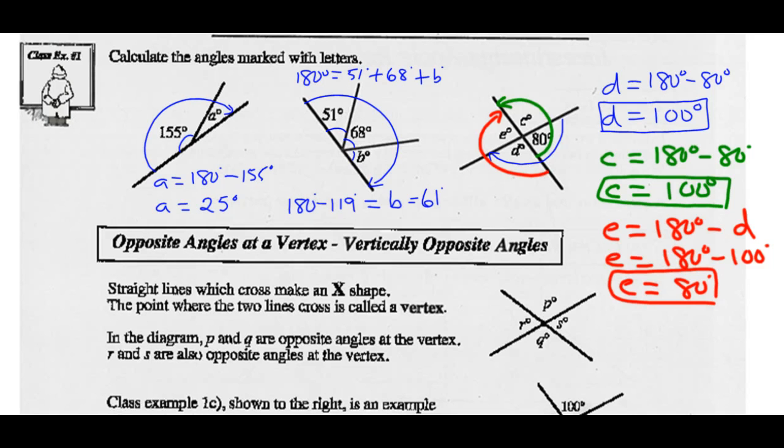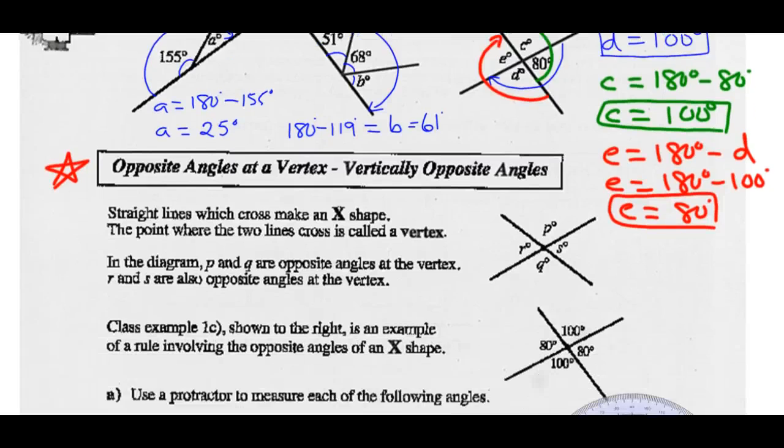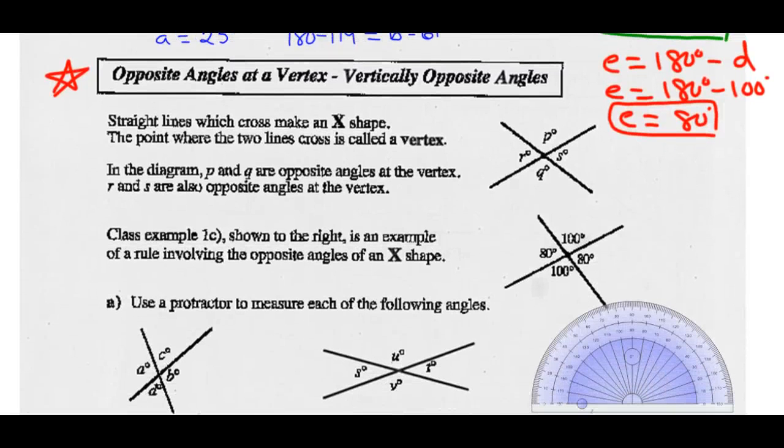Which leads us into this concept, opposite angles at a vertex, or vertically opposite angles. Straight lines which cross make an X shape. The point where two lines cross is called the vertex. So this would be called the vertex of this X. In the diagram, P and Q are considered opposite angles at the vertex. R and S are also opposite angles at the vertex. So you can see that P and Q are opposite each other, R and S are opposite each other across that vertex.